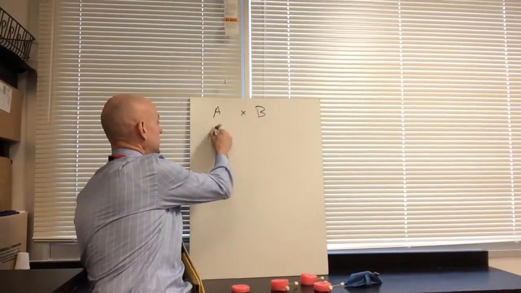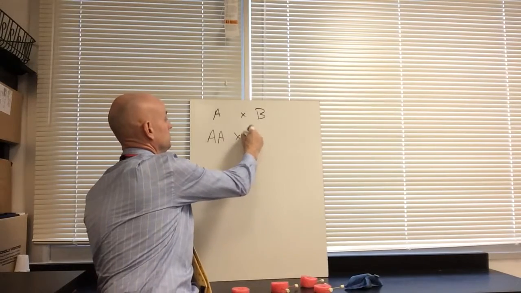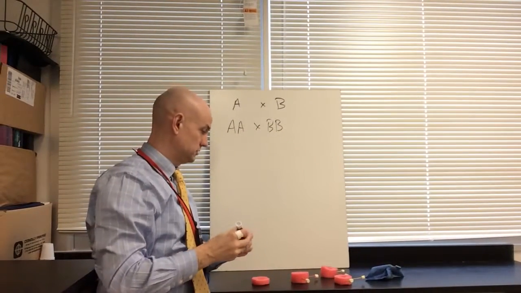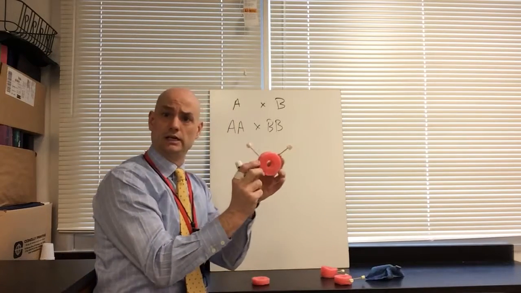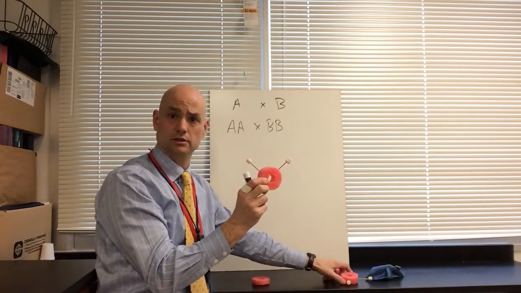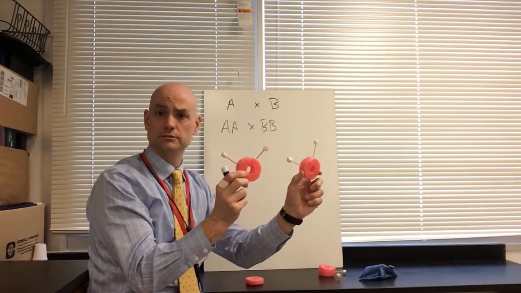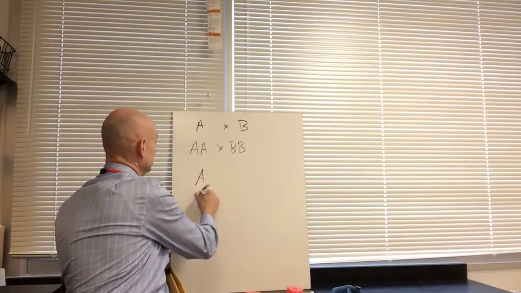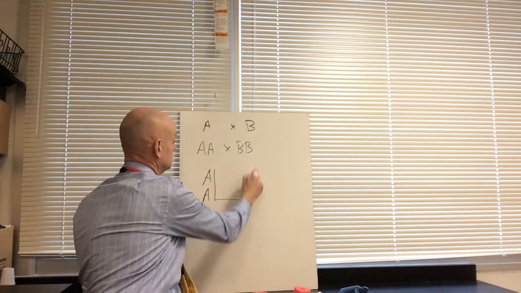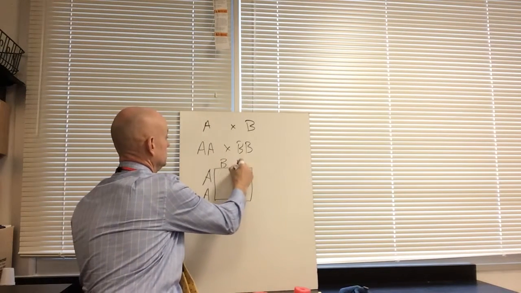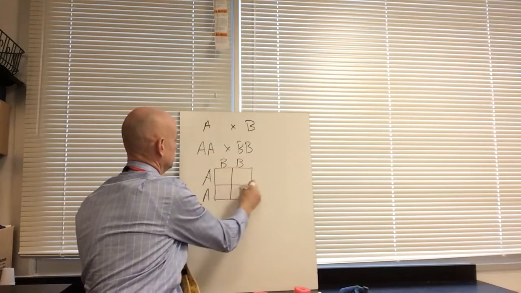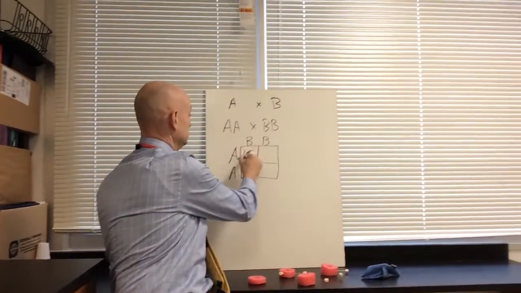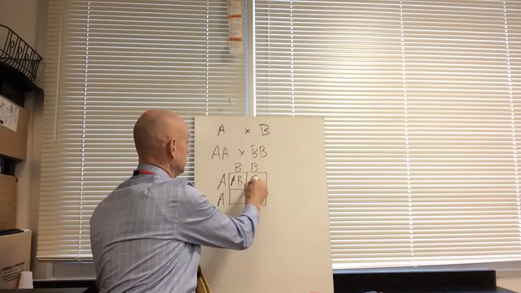So that would be like AA crossing with BB. So that's AA crossing with BB. Okay? What do you get? Well, let's do it. A, A, B, B. You get AB across the board, right?